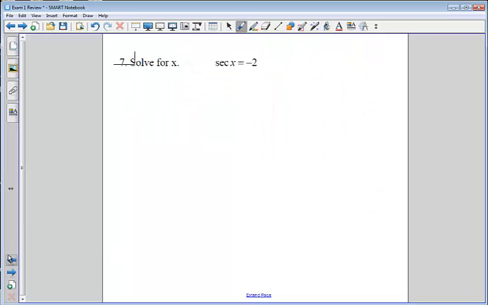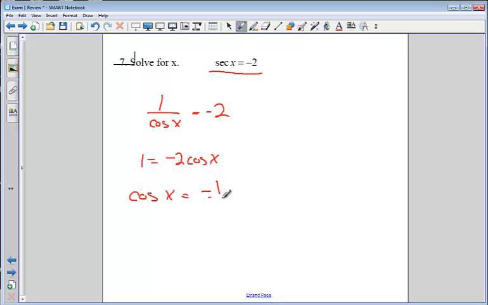Okay, number 7, I want to solve a trigonometric equation now. So this is the secant of x equals -2. So to solve this one, I don't like to work with secant, so I change it to cosine. So I have 1 over cosine of x is equal to -2. And then I can multiply both sides by cosine of x, get 1 equals -2 cosine of x. And then I can divide both sides by -2 to get cosine of x equals -1 over 2.